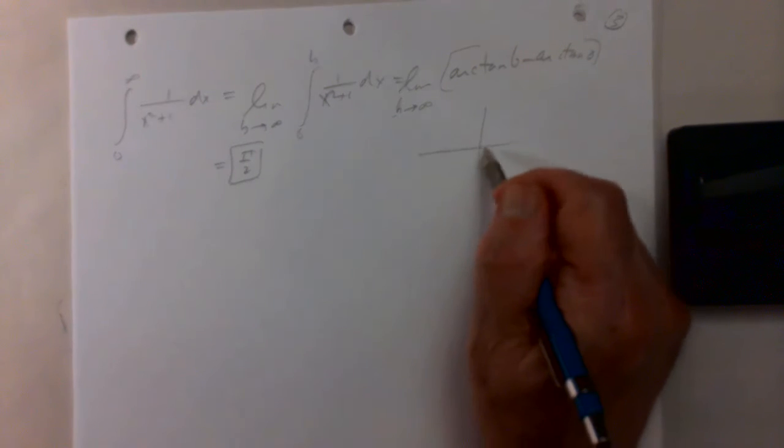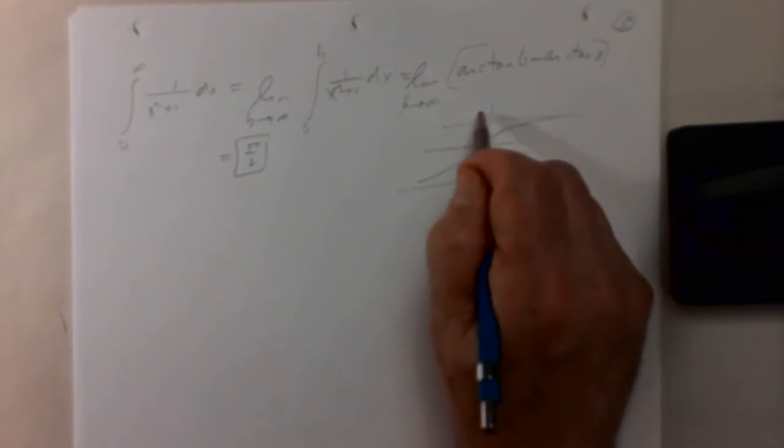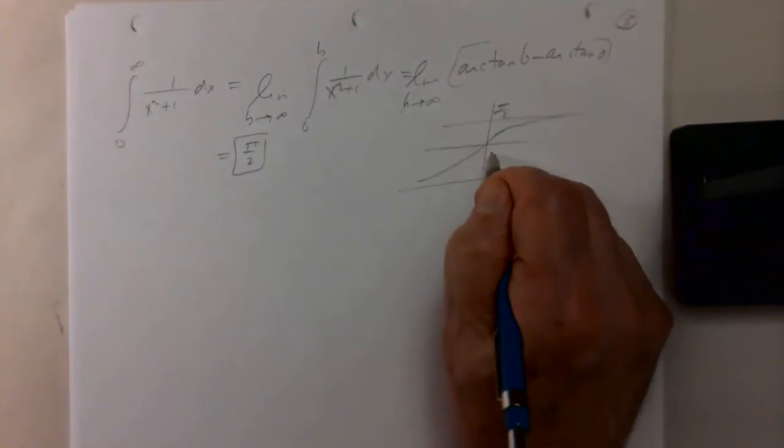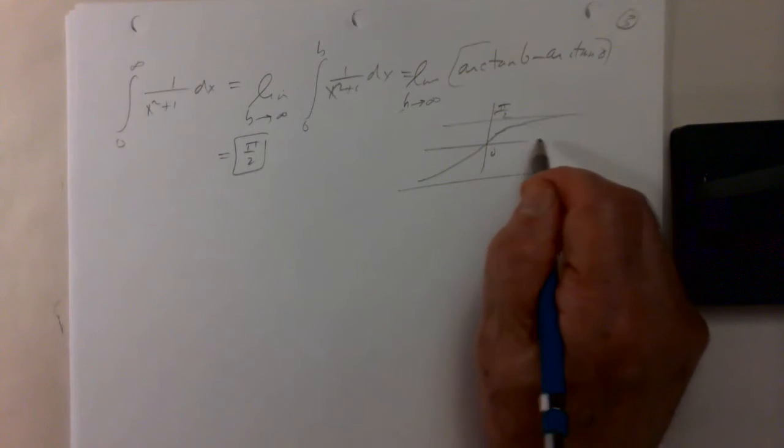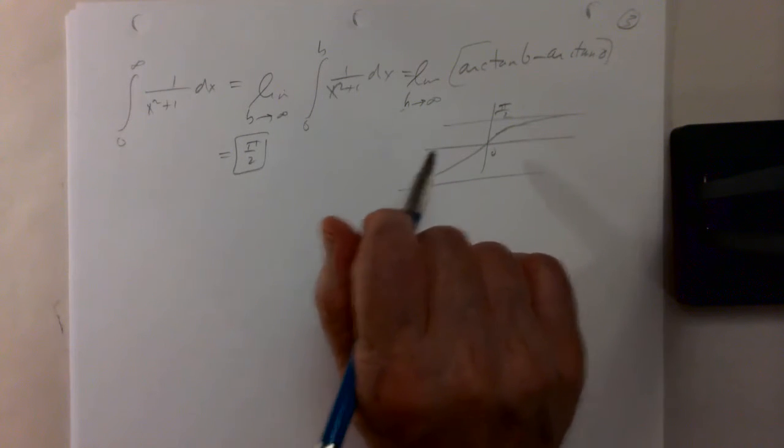Remember the graph of the arctangent. Like that. It approaches pi over 2 asymptotically as you go to infinity.